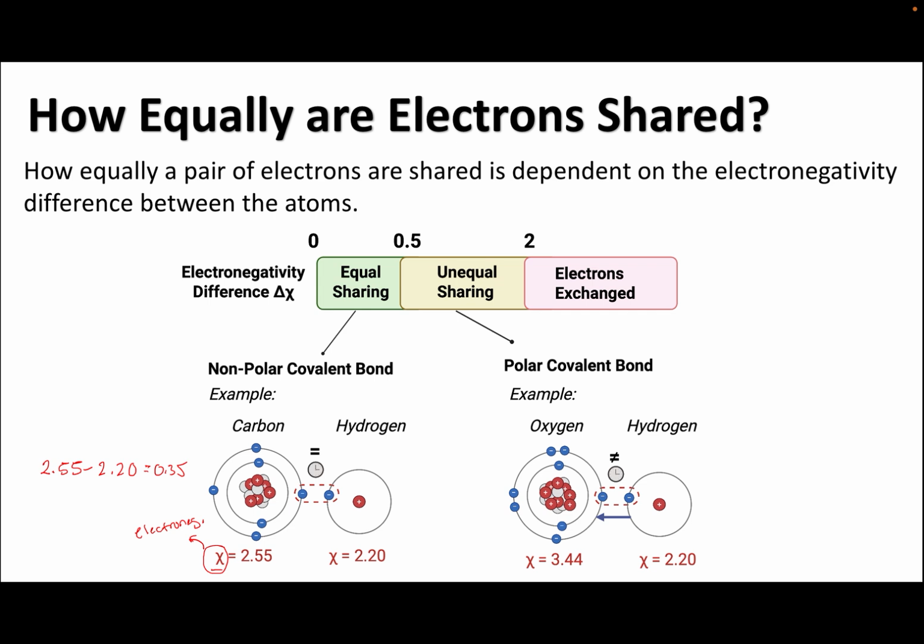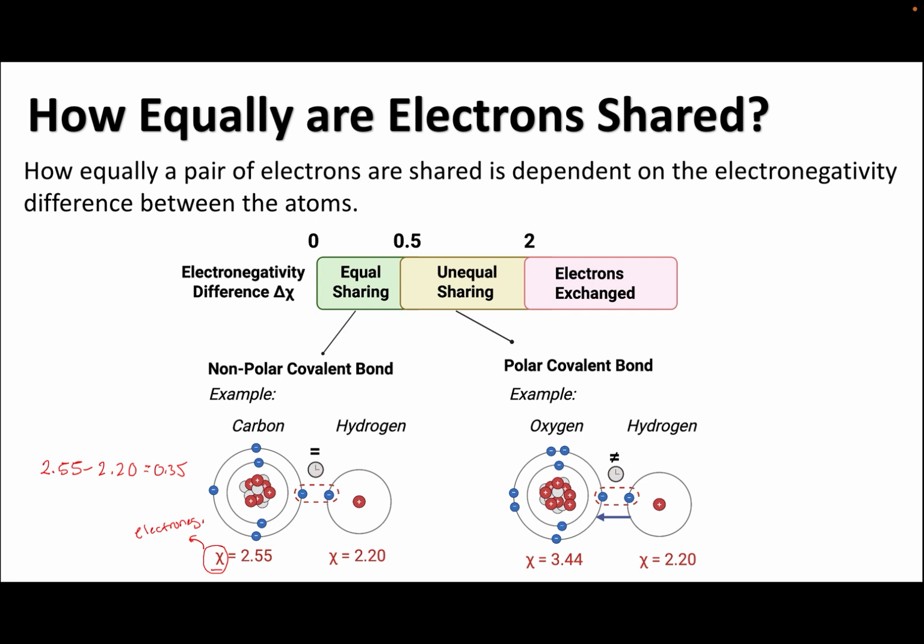On the flip side, polar covalent bonds arise when the atoms are not evenly paired. One of them has a much stronger pull than the other one, okay? And typically we say that if the electronegativity difference is greater than 0.5 but less than 2, you're going to end up with a polar covalent bond.